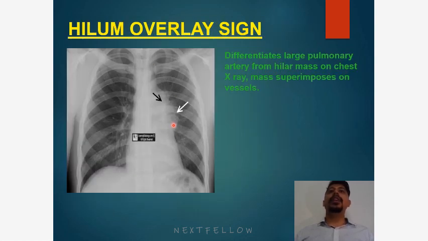Hilum overlay sign. So it differentiates a large pulmonary artery. We can appreciate this hilum here, and this is the hilar mass. So if the mass superimposes the hilar vessels, then it could be an anterior or posterior mediastinal mass. So to locate the position of the mediastinal mass, this sign is useful. So this is the hilum overlay sign.